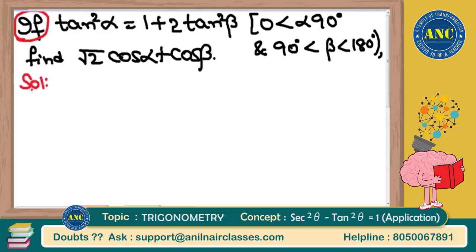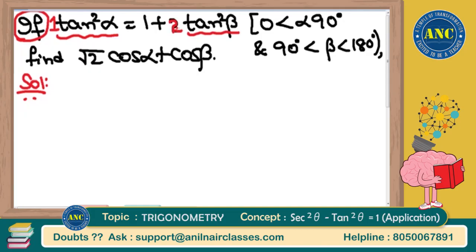Now see here. Listen carefully, sir. Tan square alpha is what is given here, and here tan square beta is what is given. The coefficient of tan square alpha here is 1. The coefficient of tan square beta here is 2. Let us make both the coefficients the same.